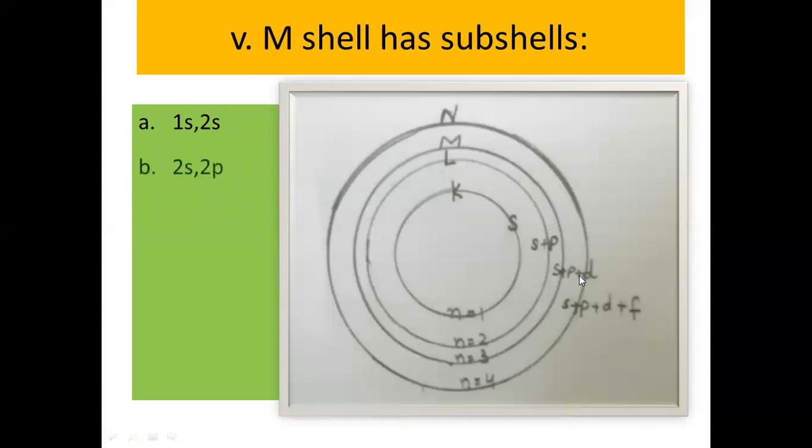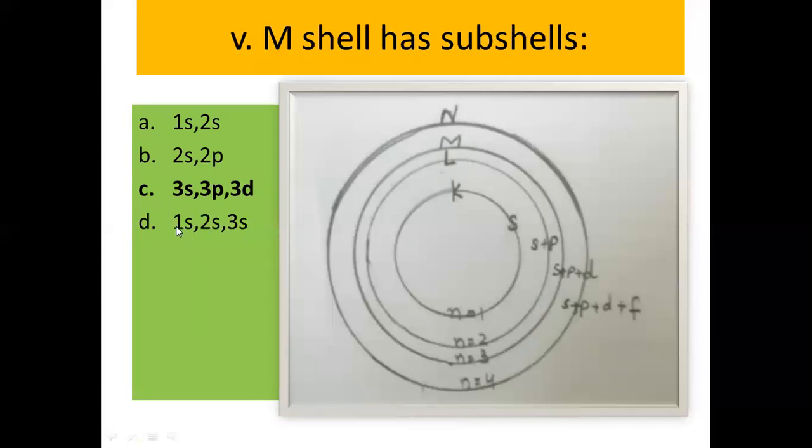No, wrong option. 2S, 2P. 2 means second shell, and second shell is called L shell. It is not M shell. 3S, 3P, 3D. Yes, this is the correct option. Shell number 3 and subshells are S, P, and D.